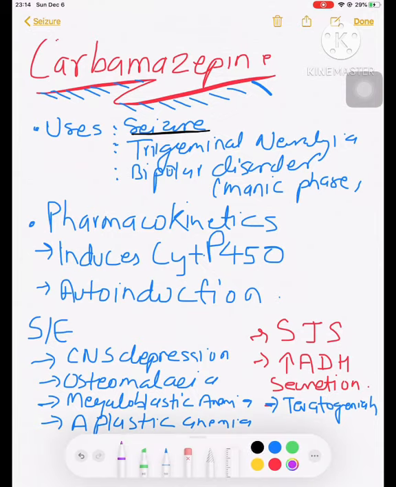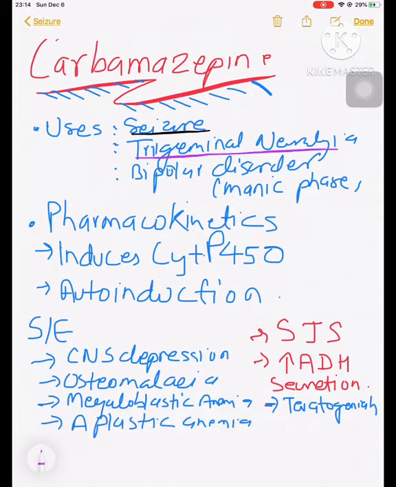Trigeminal neuralgia. Since these drugs have a CNS depressing effect, they may decrease the perception of pain. Maybe that is the reason why they are used in trigeminal neuralgia, which is neuropathic pain. Another drug used in neuropathic pain is amitriptyline. The next use is bipolar disorder, mainly the manic phase. So these are the uses.